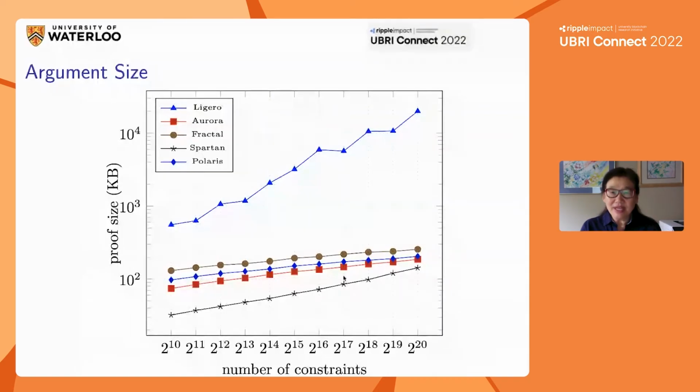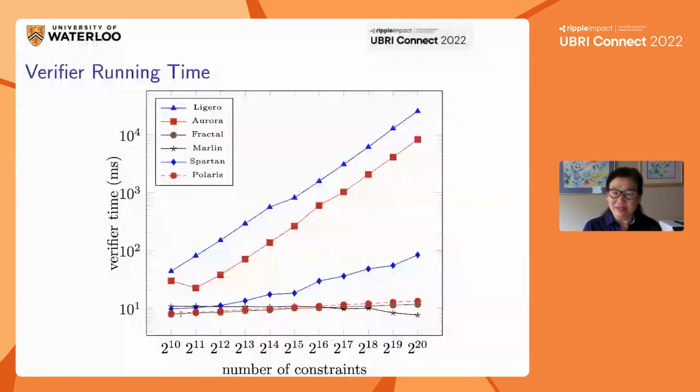And the last one is the verifier's complexity. So Polaris is here, this is Aurora, and this is Ligero. Compared with Ligero and Aurora, our verifier's complexity is greatly improved because we applied the zkR protocol into the low-degree test.